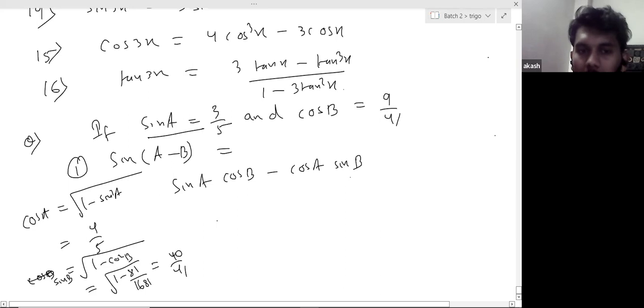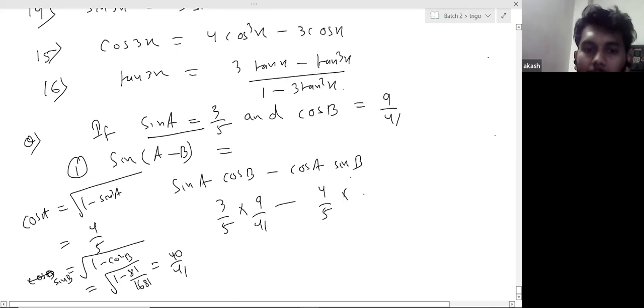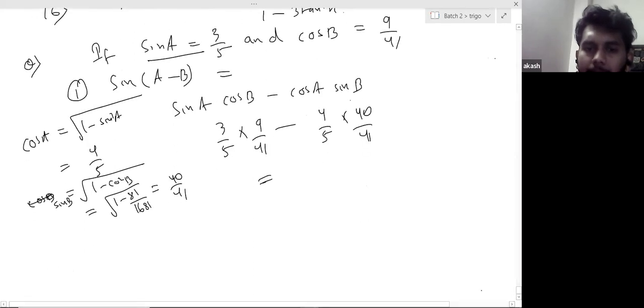So you have got all the values. Sine A is 3 by 5, cos B is 9 upon 41, minus cos A is 4 upon 5 into sine B is 40 upon 41. All right, now you can easily find the final value. Very easy question. Let's try another one.